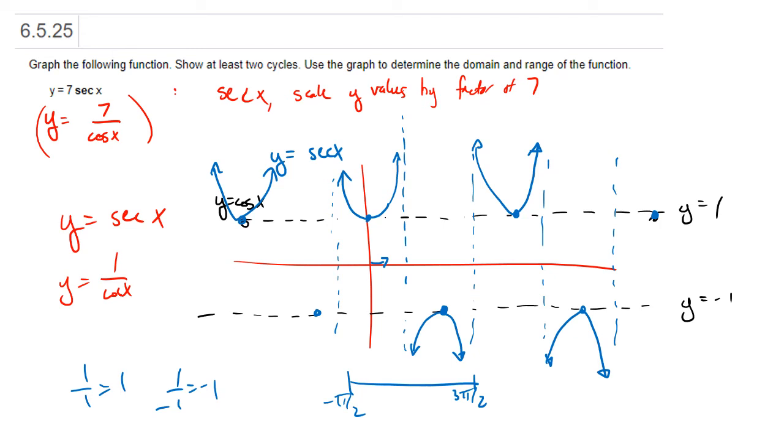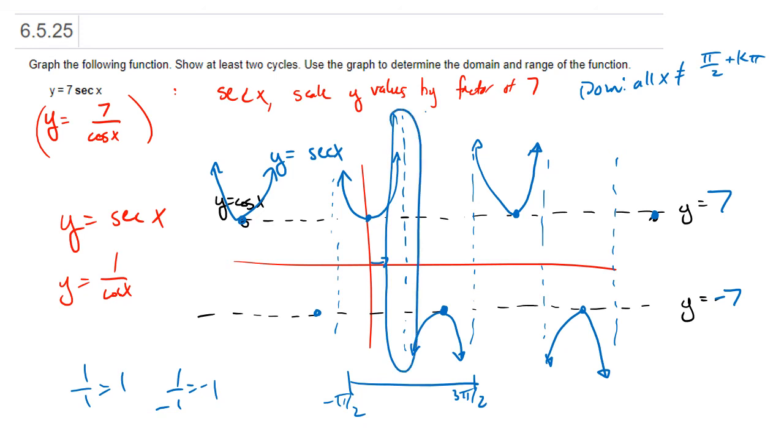So that's 2 pictures that encompass everything. And instead of having their peaks and valleys at plus or minus 1, they're going to occur at 7 and negative 7. But we didn't change the frequency. We didn't change the period at all. Now I can answer again, what's the domain? It's all x except pi over 2 plus any multiple of pi, because that's where cosine is 0: at pi over 2, plus pi, plus pi, minus pi, and so forth. Where cosine is 0, secant is undefined.